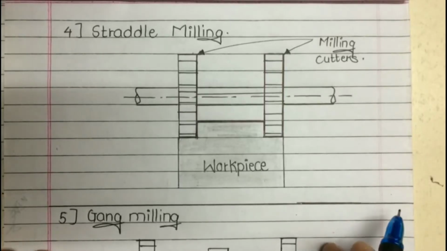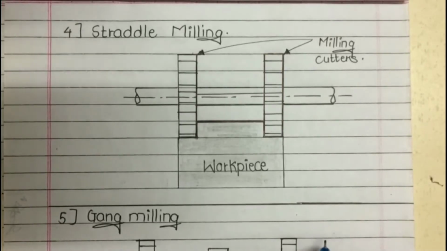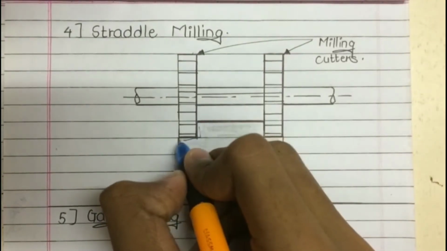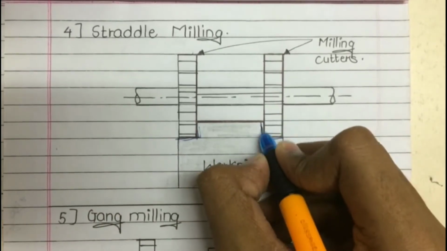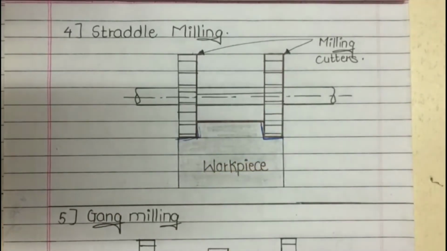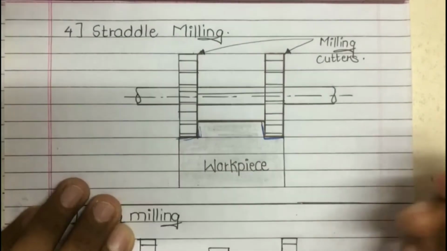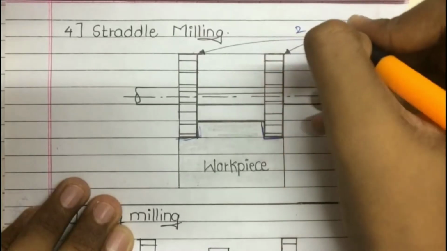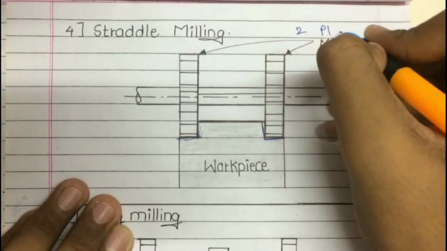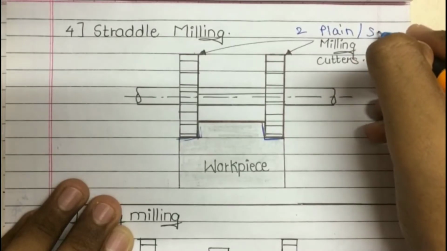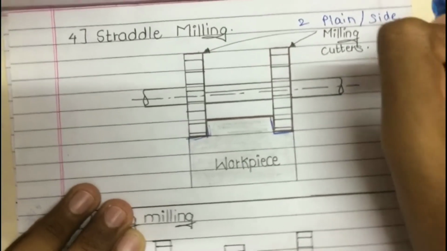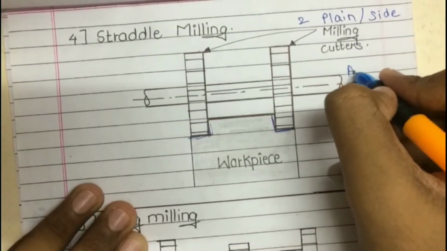Now we will see the fourth operation, which is straddle milling. In this, we can produce two flat surfaces parallel to each other at the same time without changing the cutters. In this operation, two plane milling or side milling cutters are mounted on the same arbor.